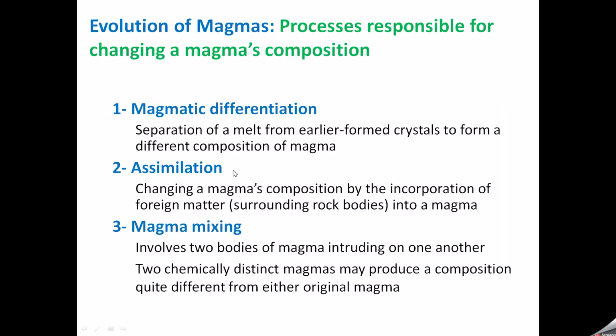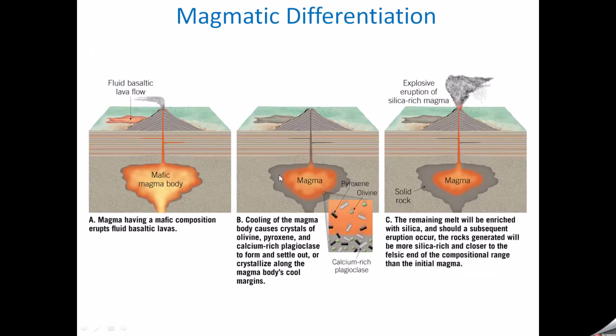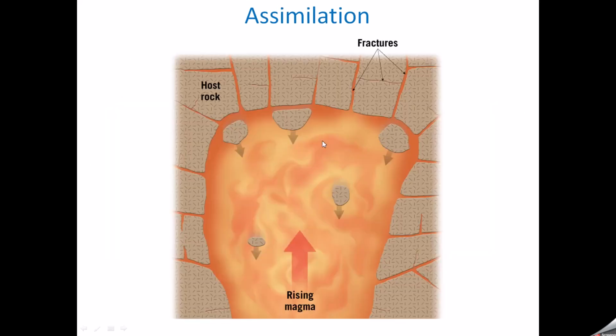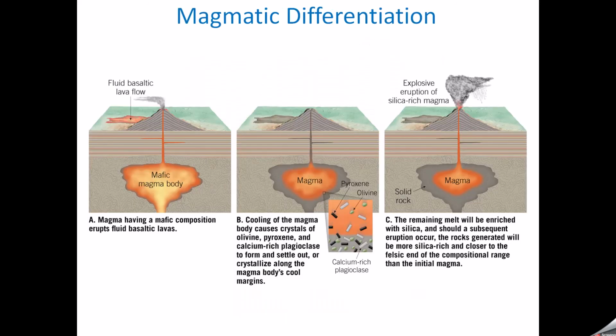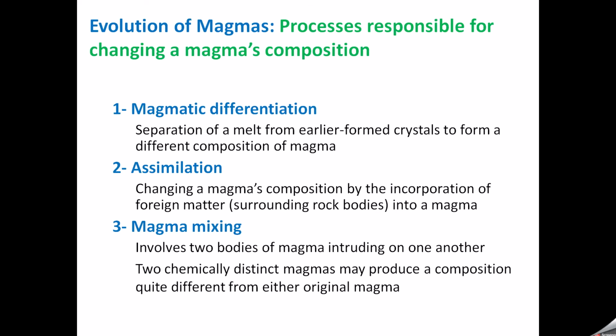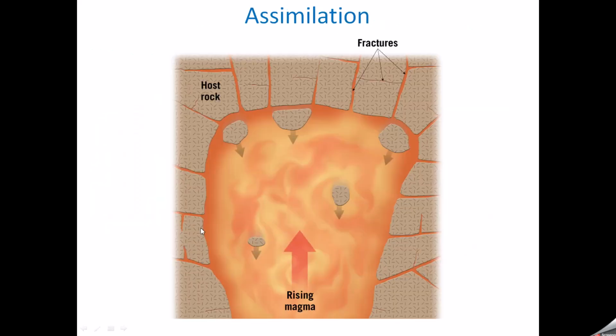Okay, so assimilation, the second thing. Assimilation is when you have magma rising up and you have a host rock. When this host rock, for example limestone or dolomite, fractures and the rock fragments drop inside the magma and melt inside the magma, it will change the chemical composition of the magma. This is another process of magma evolution. Magma mixing is another process.